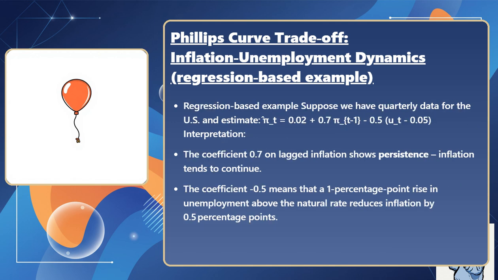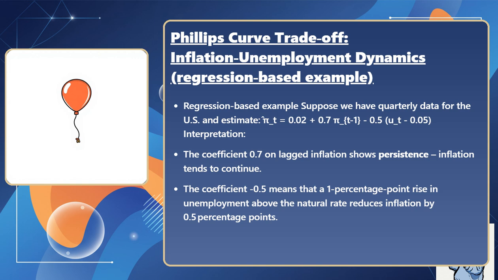Regression-based example. Suppose we have quarterly data for the United States and estimate pi hat sub t equals 0.02 plus 0.7 pi sub t minus 1 minus 0.5 times (u sub t minus 0.05). Interpretation: the coefficient 0.7 on lagged inflation shows persistence, meaning inflation tends to continue. The coefficient negative 0.5 means that a 1 percentage point rise in unemployment above the natural rate reduces inflation by 0.5 percentage points.